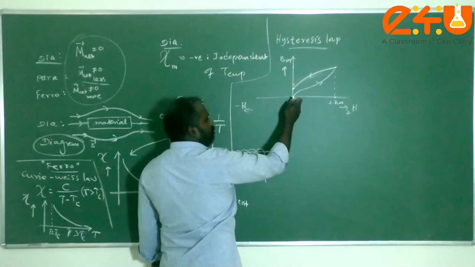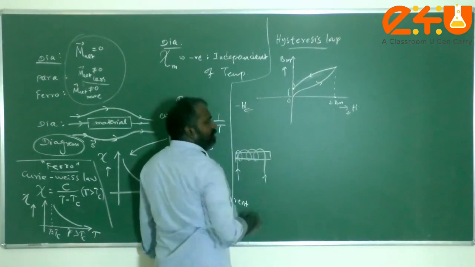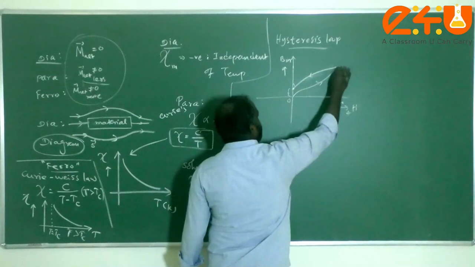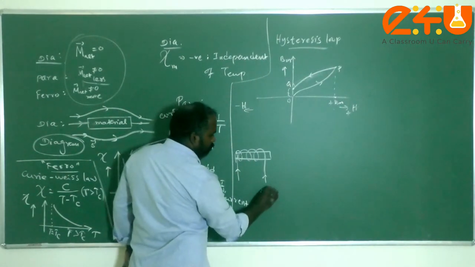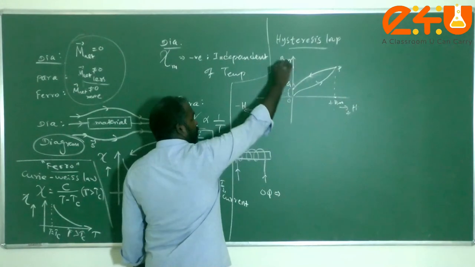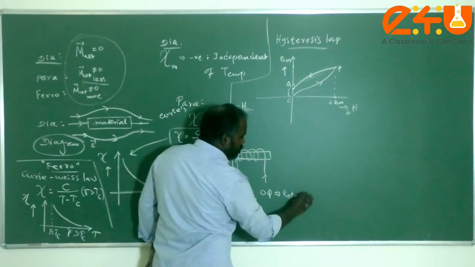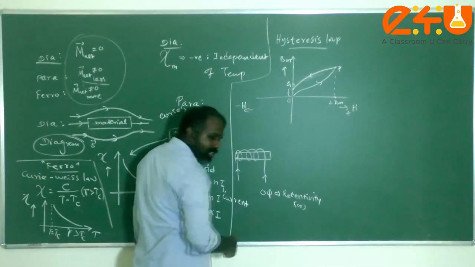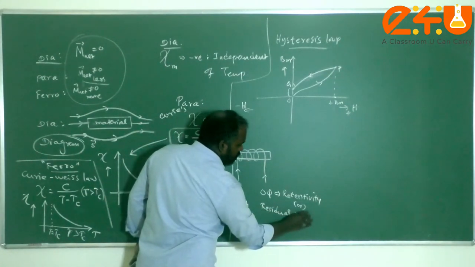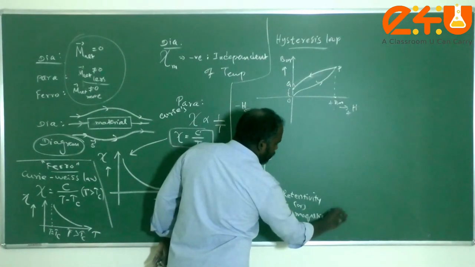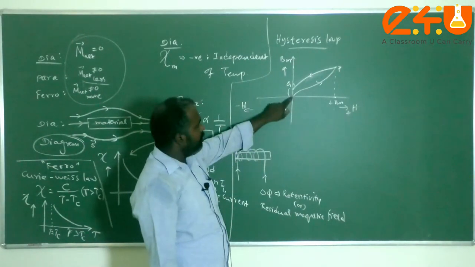So when H becomes zero, the value of the magnetic field in the specimen is not equal to zero. There will be a non-zero magnetic field, say this is O, P and this is Q. This non-zero magnetic field in the specimen, the value OQ, when the external applied field is zero, is called retentivity. That is called what, children? Retentivity, or we can say residual magnetic field. This is the definition of residual magnetic field or retentivity.